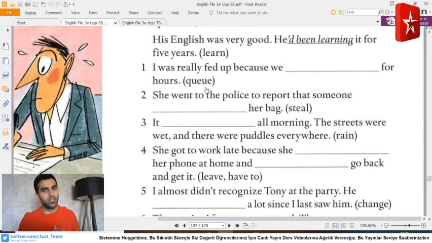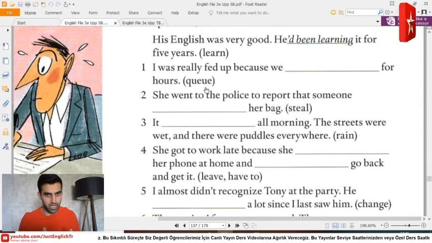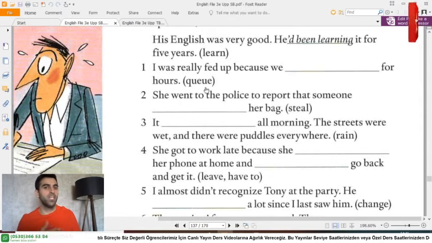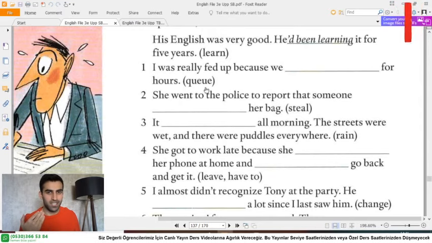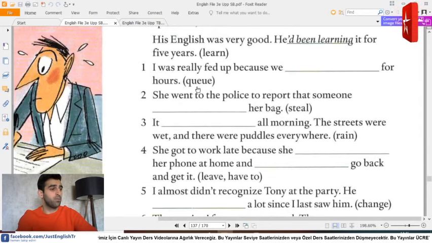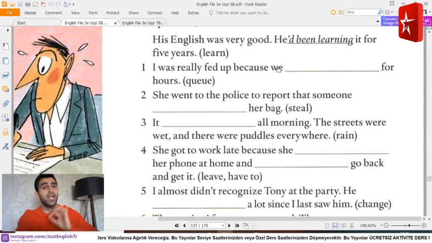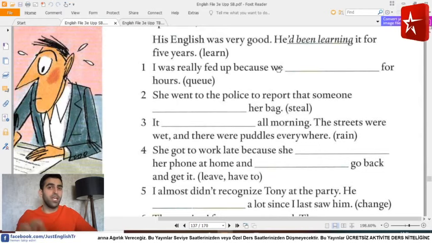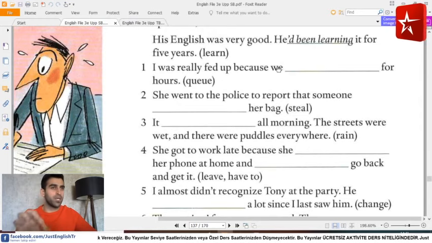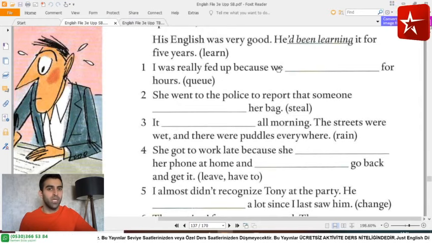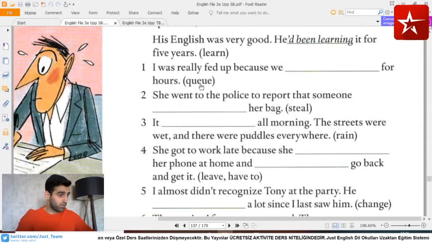In Turkish you say sıra, sırada beklemek. I was really fed up because we, like this is an action verb, that's why we should use past perfect continuous. Yes, I was really fed up because we had been queuing. Past perfect continuous: had been plus verb plus ing. We had been queuing, not past perfect, because it is an action verb.